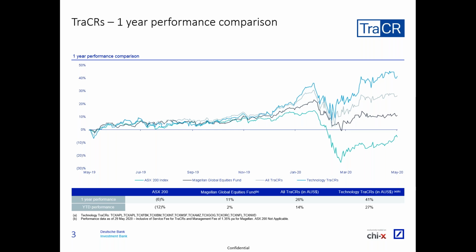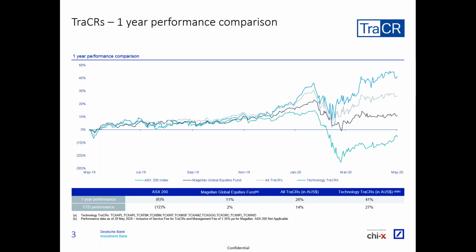It's worth then taking a closer look at the comparison with Magellan, which, to be fair, together with other ETFs, has been the best way to access global equities. Had you invested in a select few technology companies via TraCRs at the beginning of this year, i.e. bought on the 1st of January, your portfolio would have been up 27%. Now, this is as at the end of May. Compare that to buying Magellan's Global Equities Fund, it would have been up just 2%. So this brings me to the point around the importance of single stock exposure.